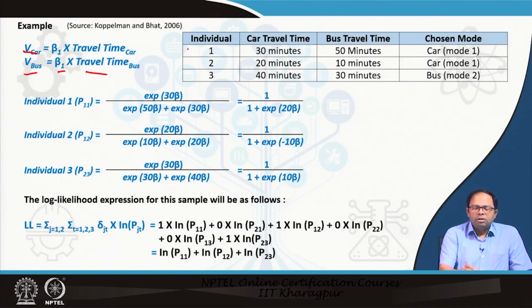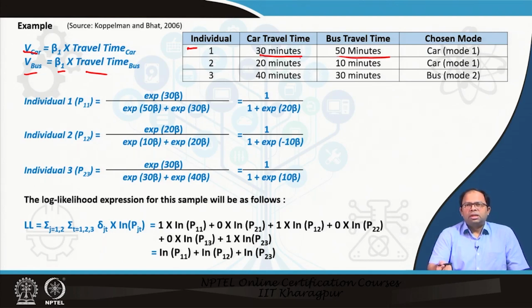Now I have collected data, and I have seen that individual 1 experienced a car travel time of 30 minutes and a bus travel time of 50 minutes. These are the characteristics of the alternatives in front of him. He may not have experienced both, because he chose car, but we know his origin and destination, so we know the travel time by either car or bus, and we put that in the equation. For individual 2, the options are 20 minutes by car or 10 minutes by bus, and he chose car. The third person has 40 minutes by car and 30 minutes by bus, and he chose bus.